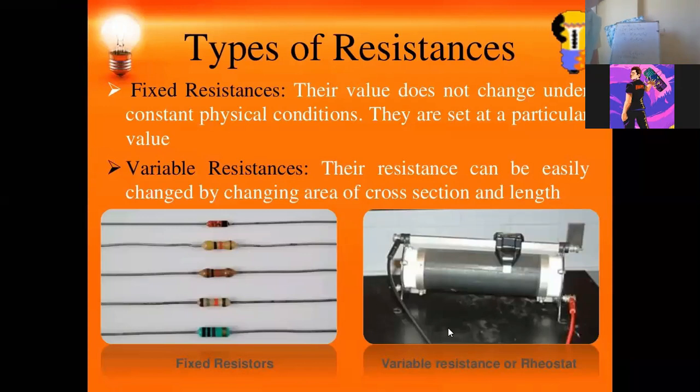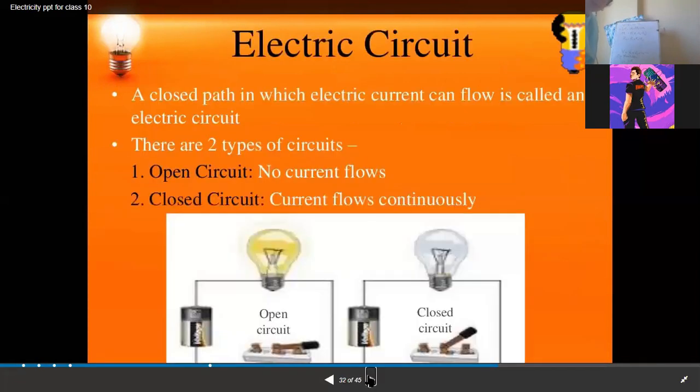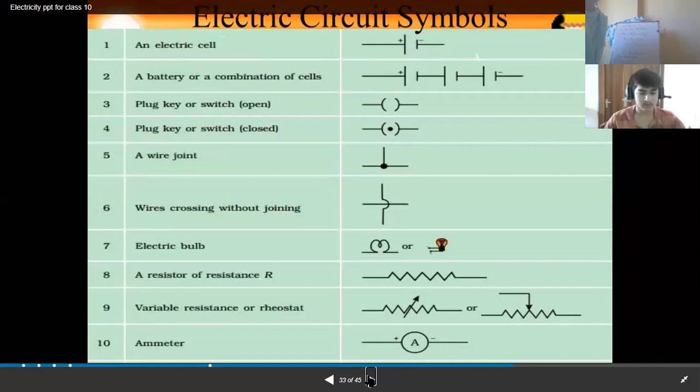A rheostat changes the value of current. We can change the value of current with the help of this instrument. This, where my cursor lies, is called a rheostat. Now there are other components of the electric circuit, and these are the symbols of the components present in the electric circuit. There is the electric cell, the battery. We have already discussed in our previous lecture the various components and how they are represented in the electric circuit.